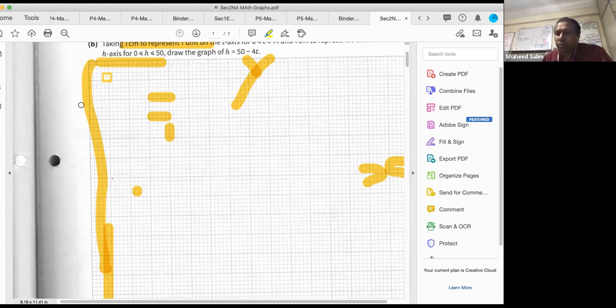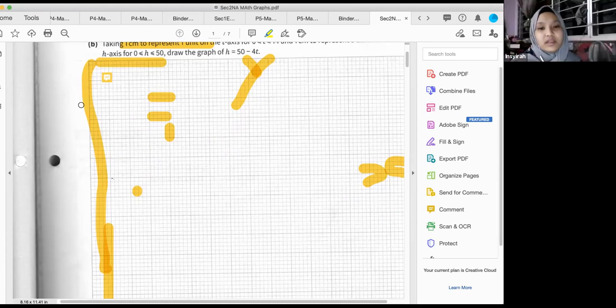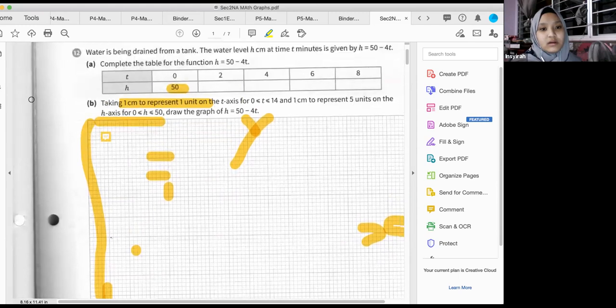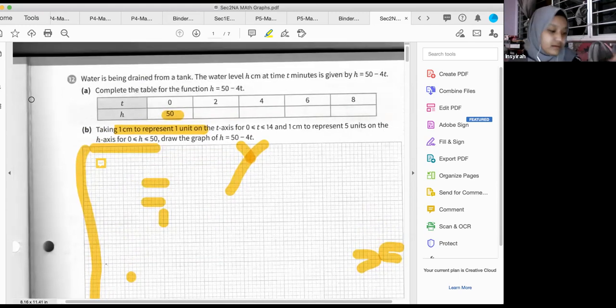And this part you don't know how to do, you're looking blur. Can you slow down a bit because I cannot see the T-axis thing. This one. Okay.